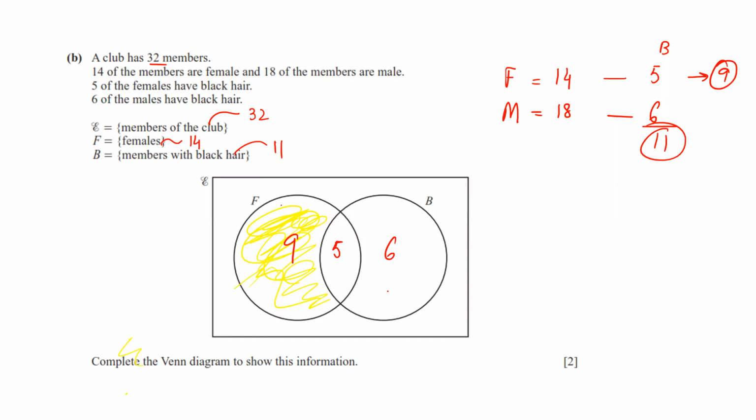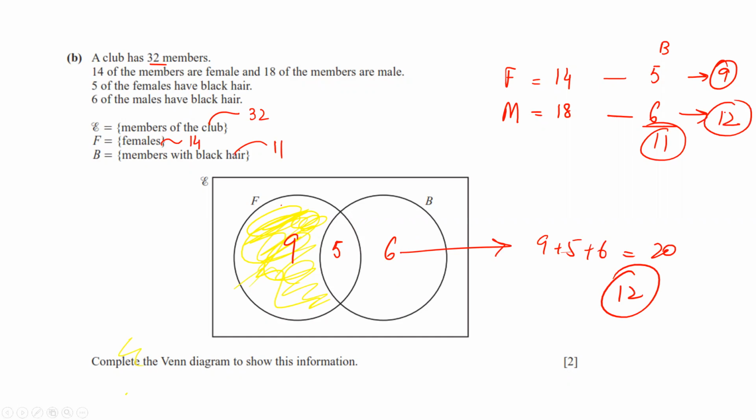So this is 9 plus 5, so 14, 14 plus 6, 20. So if we add all these, 9 plus 5 plus 6, we are with 20 members. So where are the other 12, the members who are male and do not have black hair? They are actually here. So the outside region of these two circles is this.